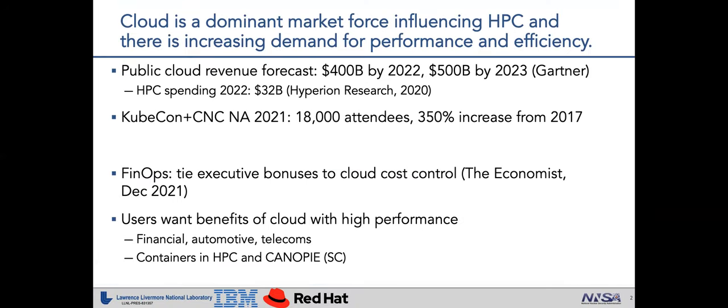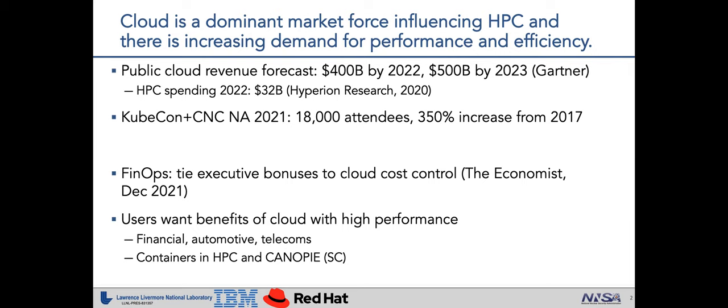So I want to provide a little bit of motivation for this talk and emphasize really that cloud is an ever more dominant market force in computing, and it's influencing HPC pretty profoundly. As evidence, public cloud revenue is forecasted to achieve about $400 billion by the end of this year and approximately $500 billion by the end of 2023.